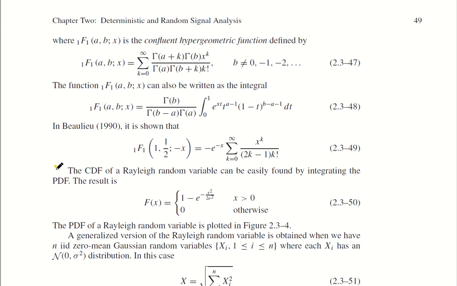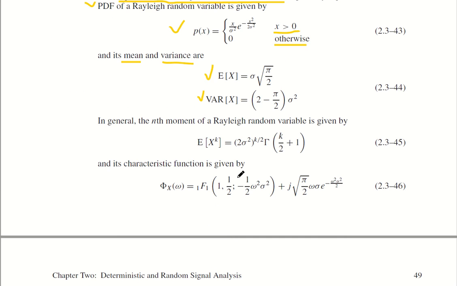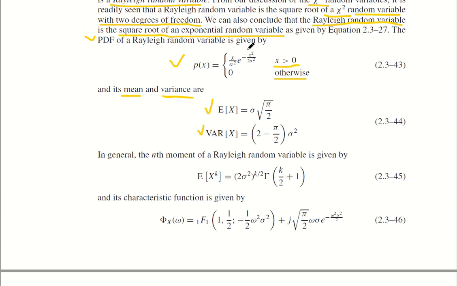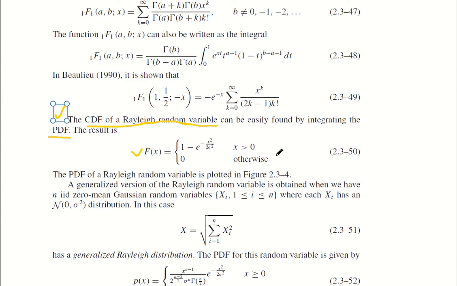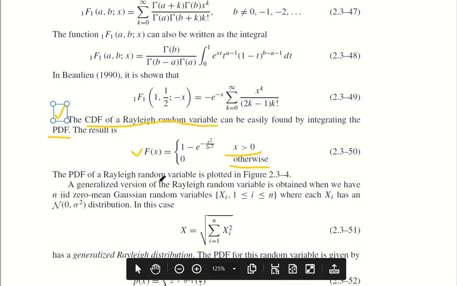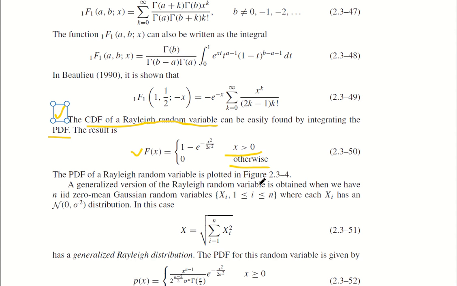Okay, and then also the CDF. The CDF of a random variable can be easily found by integrating the PDF. If we take an integration of that PDF, we have the CDF, and the CDF is equal to 1 minus exponent minus x squared divided by 2 sigma squared for x larger than 0, and 0 otherwise. The PDF of a Rayleigh random variable is plotted somewhere, so we will see it later.